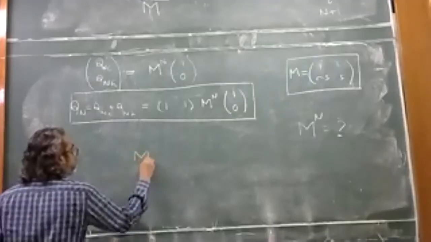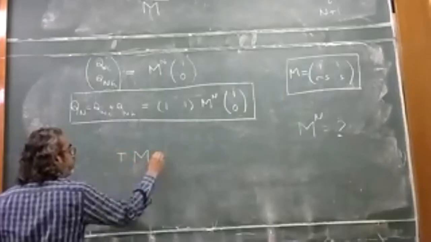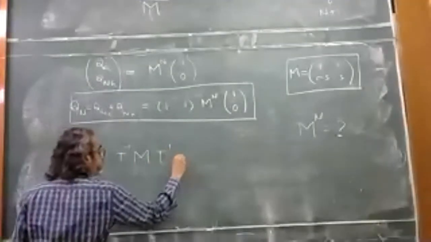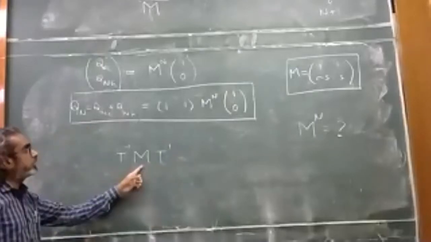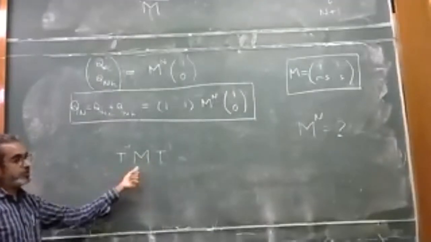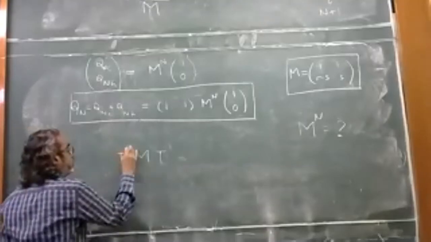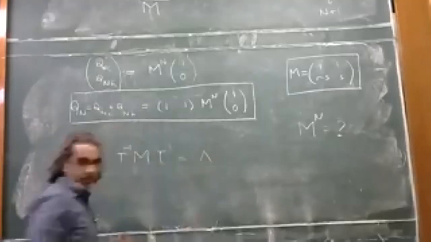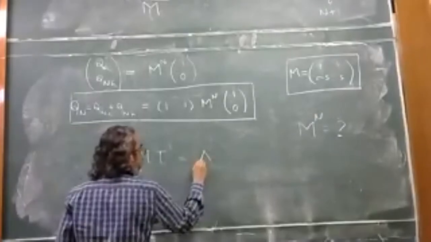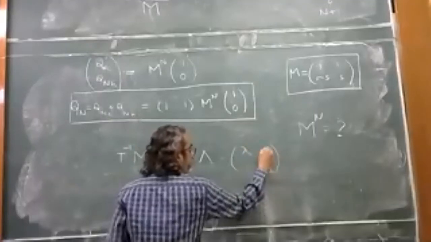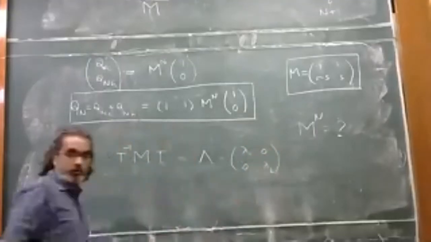Assume you have a matrix M, a 2 by 2 matrix, and you can find another matrix T and T inverse, which is basically the multiplicative inverse of T. If you multiply in this order, T inverse multiplied by M multiplied by T, you get a diagonalized matrix, say gamma here, which will have only diagonal terms. This is kind of a diagonalization problem.